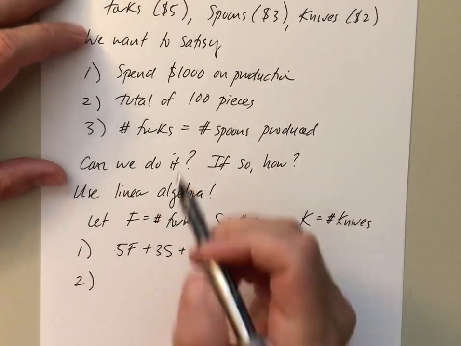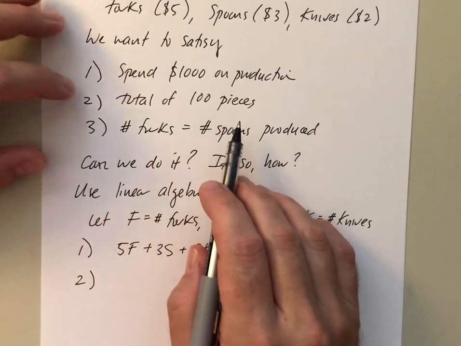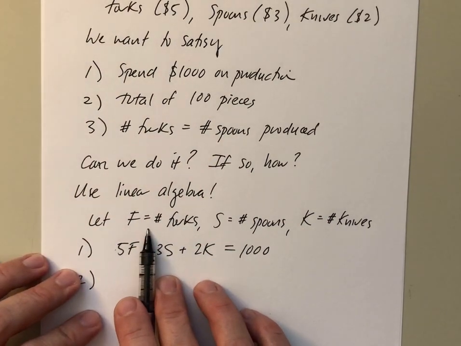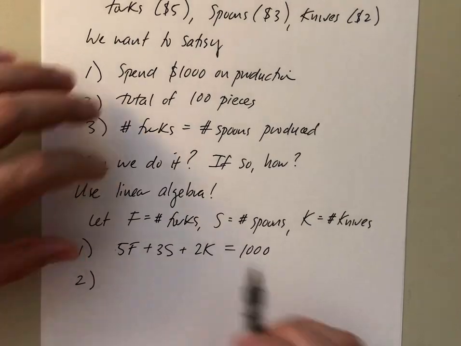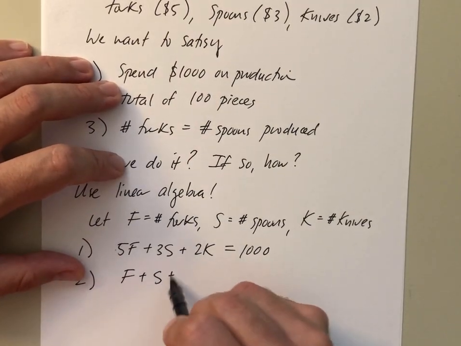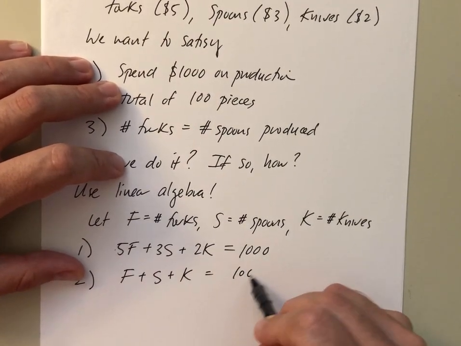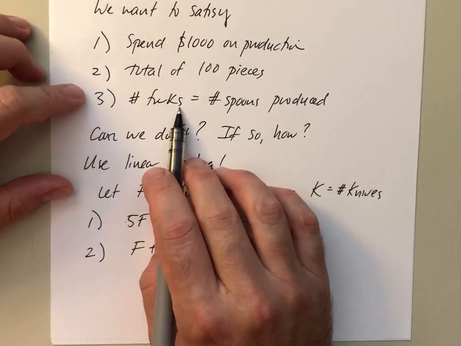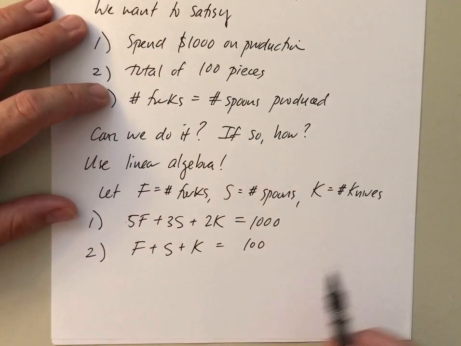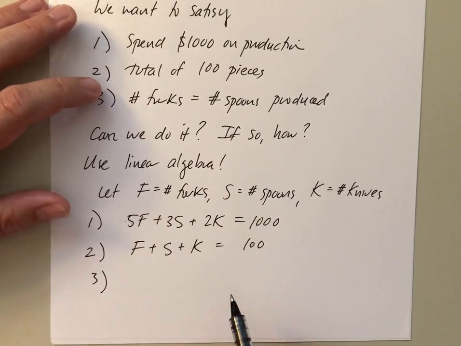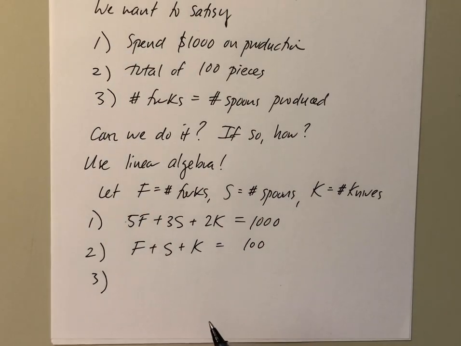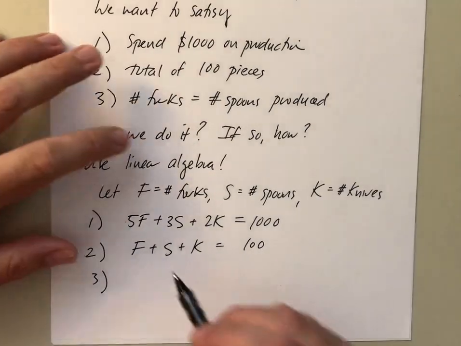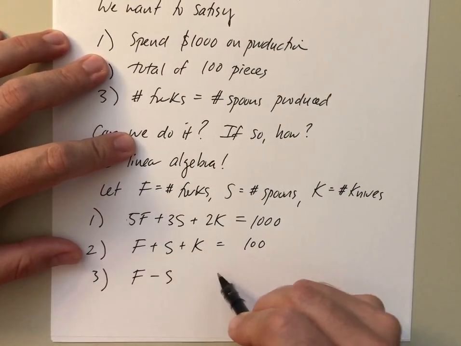What about equation 2? A total of 100 pieces. Well, remember F was the number of forks, S was the number of spoons, K was the number of knives. So I just want the sum of these things to be 100, right? And then finally, what does it mean to say the number of forks equals the number of spoons? Well, we know that's F equals S, but I want to write that as something with the variables equals a number. So I'm going to write that as F minus S equals 0.